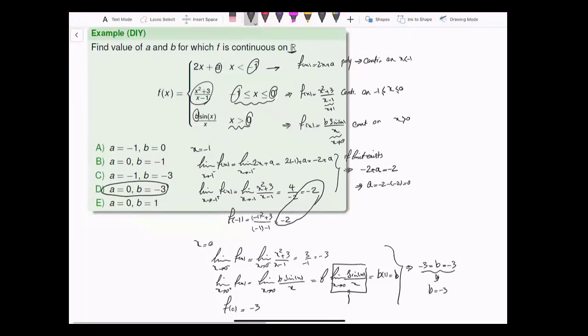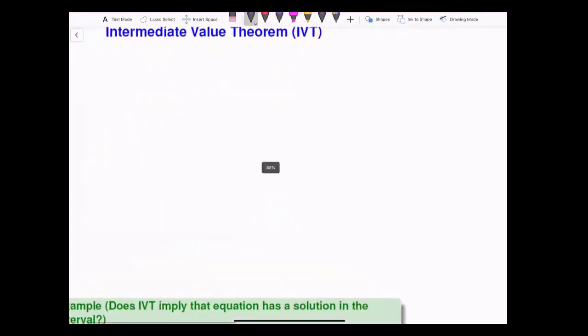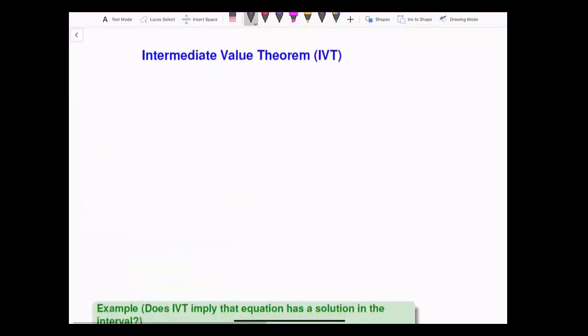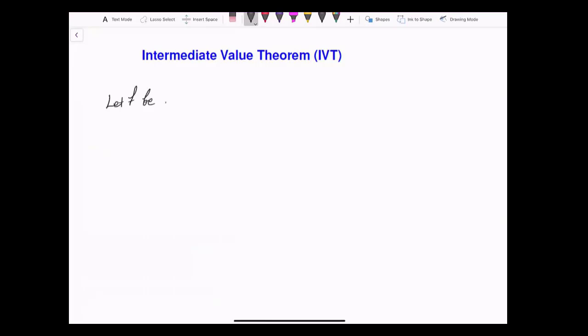We're good. Okay. So now it's time for intermediate value theorem. Intermediate value theorem is a very interesting result of continuity. So it says that, let f be a continuous function on an interval a, b. It means that it is continuous everywhere between these two. At a, it is continuous from the right, and at b, it is continuous from the left.